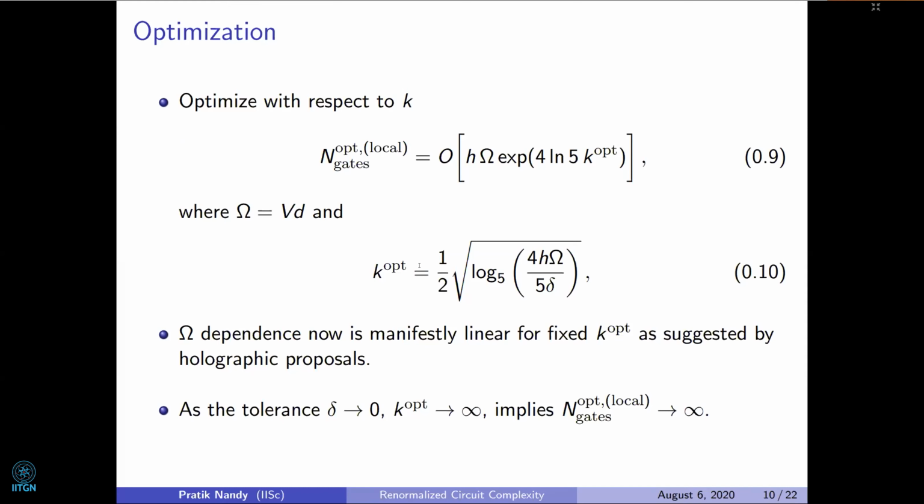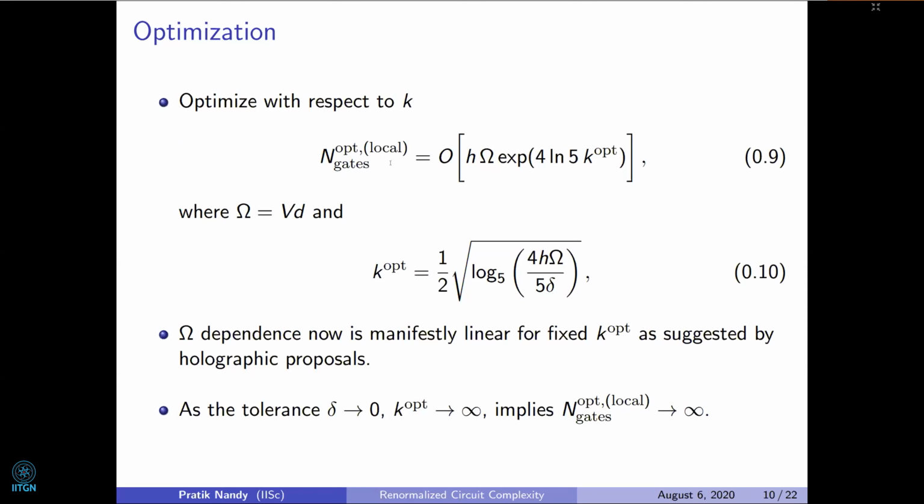But there is also a problem. If we change delta to 0, this total number of gates also becomes infinite. This is rather trivial, because if you want to approximate some unitary arbitrarily close to the actual unitary, the number of gates should become infinite.